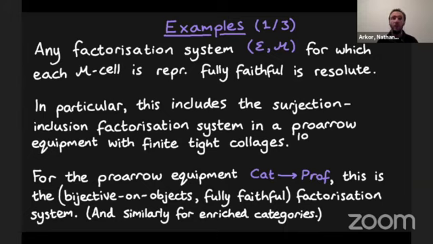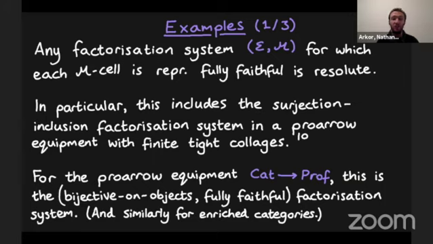And we have a whole class of examples that are given by the pro-arrow equipments with finite type collages. So these are the pro-arrow equipments satisfying axioms 4 and 5 of Wood's Pro-arrows II. And they're the pro-arrow equipments that are particularly well behaved. And so any such pro-arrow equipment has a factorization system called the surjection-inclusion factorization system. And this is an example of a resolute factorization system.